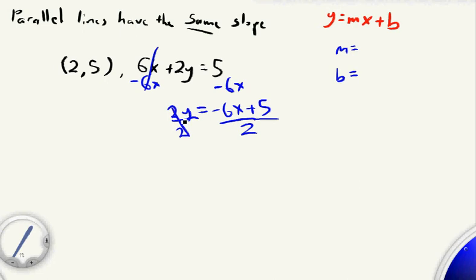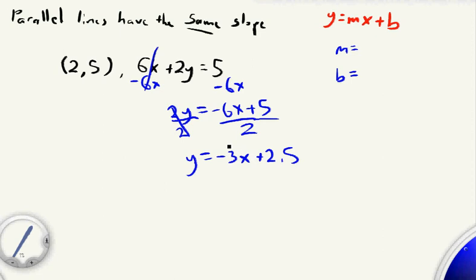So those are going to cancel, so we're going to be left with y equals, and then we just divide each one of these terms by 2. So negative 6x divided by 2 is going to be negative 3x, and then plus 5 divided by 2 is 2.5. Okay? So this equation, written in slope-intercept form, is y equals negative 3x plus 2.5.